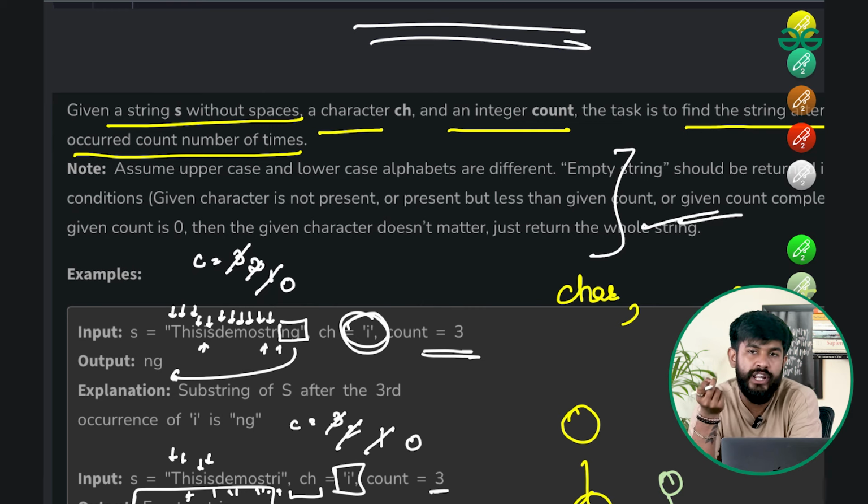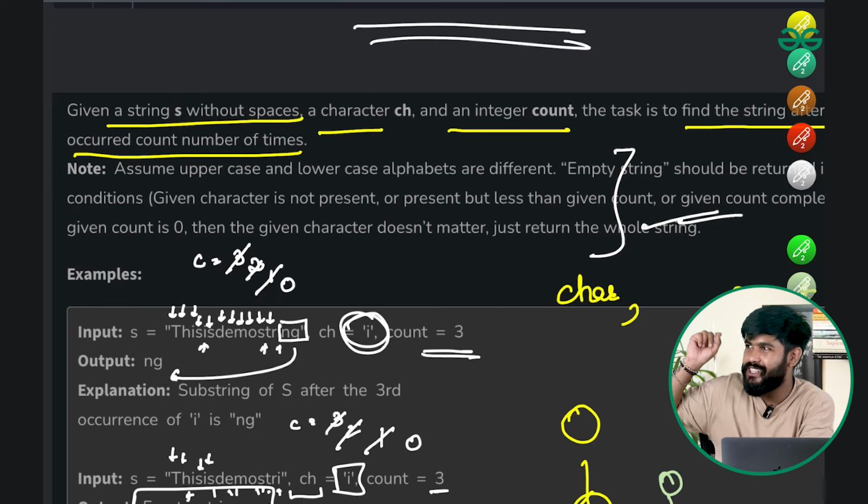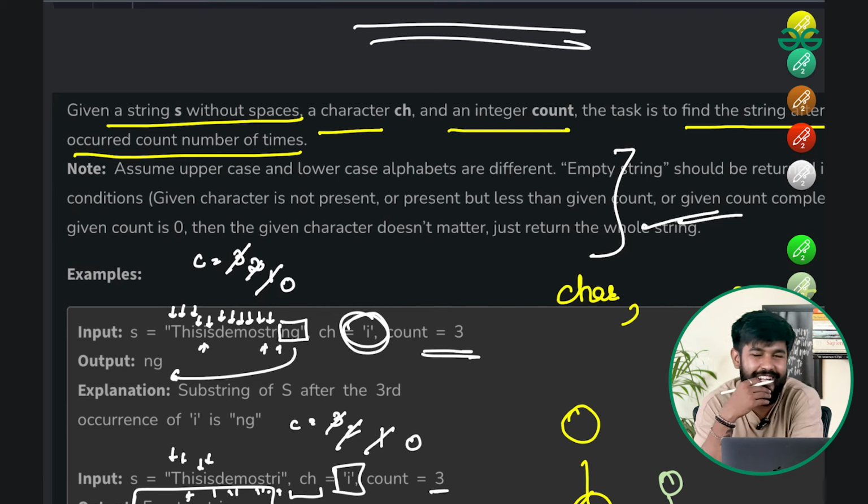If the number of occurrences is 0 only, like let's say we have a monitor in the class, so even if we don't talk, she or he writes our name on the blackboard. It happened a lot in my initial school days, and I miss those a lot. In the same manner, if the given count is 0 only, then you need to return the whole string.